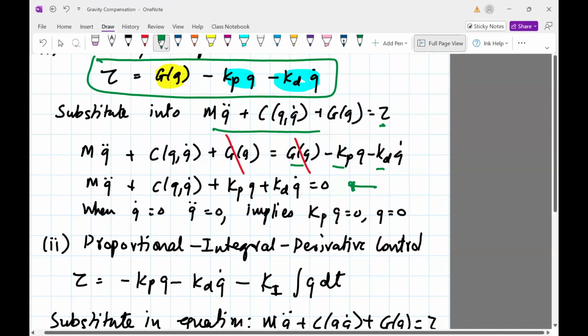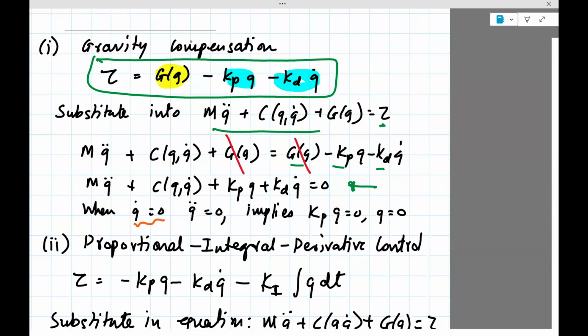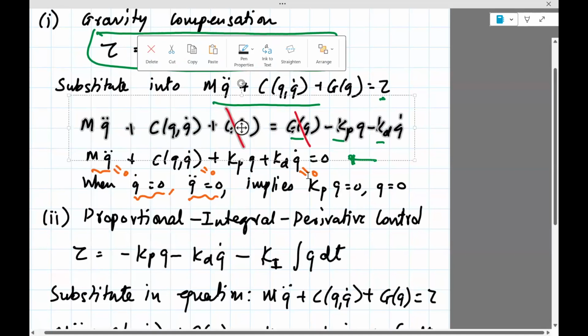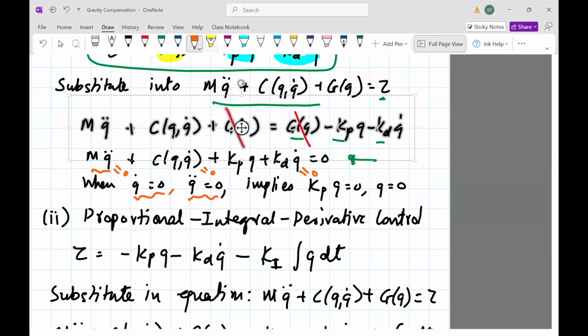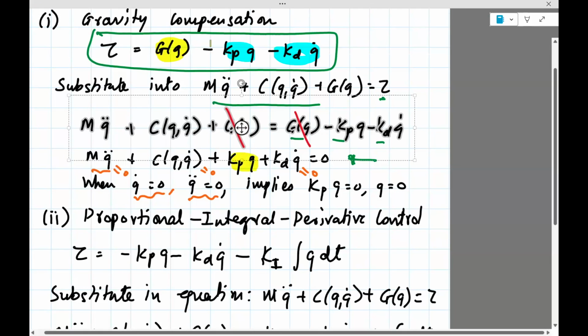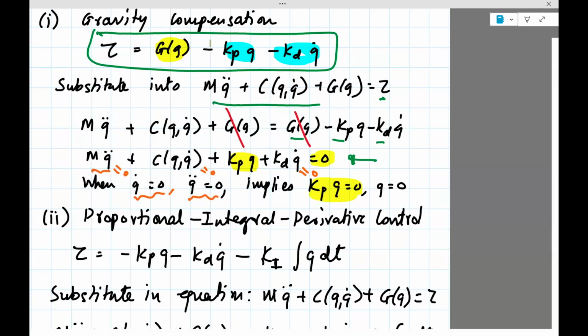Now, when steady state is reached, Q dot is 0. So the pendulum is at zero velocity. That's steady state. Q double dot equals 0. Acceleration is 0. That's just taking the derivative of Q dot. If you put that, you will see that this is 0, this will be 0, and this is 0. So we get essentially KPQ equals 0. So only this term remains, and that is precisely given here. KPQ equals 0, which implies Q is 0.